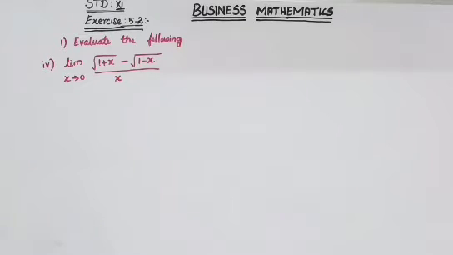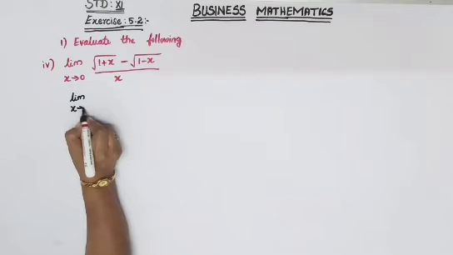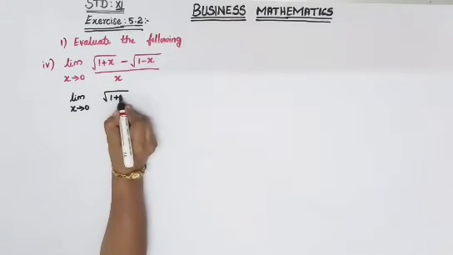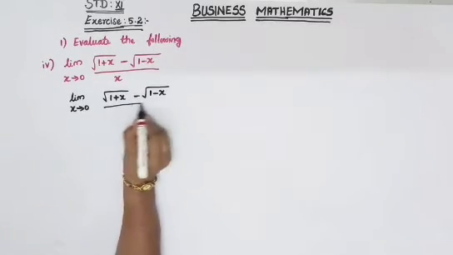First question, fourth subdivision. Limit x tends to 0, root of 1 plus x minus root of 1 minus x divided by x. So you'll have to multiply by a conjugate now. So here limit x tends to 0 only is there. So this is root of 1 plus x minus root of 1 minus x divided by x.